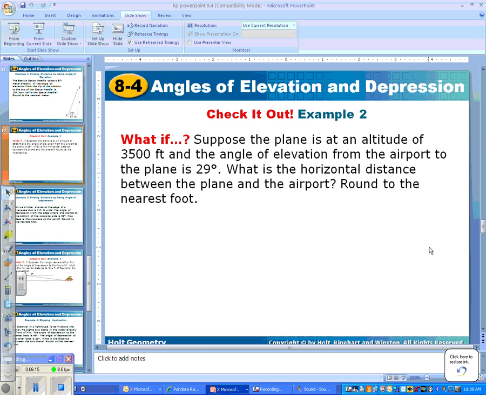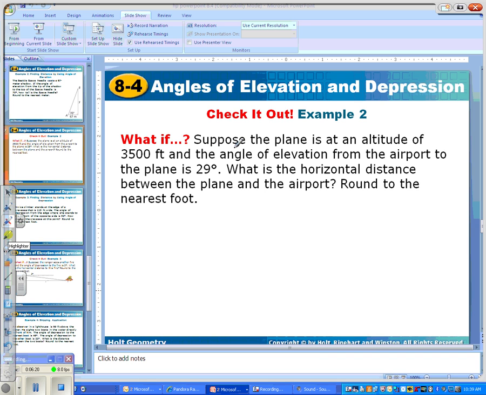Okay, this one I didn't put the triangle on, so we can get used to drawing. It says, suppose the plane is at an altitude of 3,500 feet, and the angle of elevation from the airport to the plane is 29 degrees. What is the horizontal distance between the plane and the airport? So we've got to draw our airport. I'll put PSP, Palm Springs Airport. And we have our airplane.